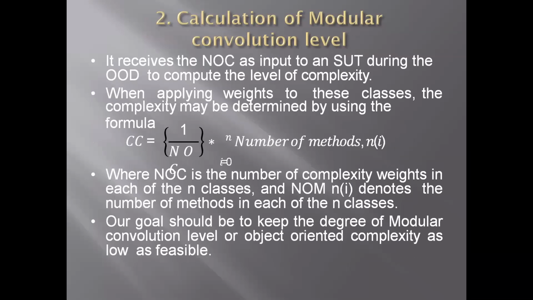Second one is calculation of modular convolutional level. First, it receives the NOC as input to an SUT during the OD to compute the level of complexity. When applying weight to these classes, the complexity may be determined by using the formula CC equals 1 upon the sum of NOC_i times NOM_i, where NOC is the complexity weight in each of the classes, and NOM_i denotes the number of methods in each of the classes. Our goal should be to keep the degree of modular convolutional level or object-oriented complexity as low as feasible.